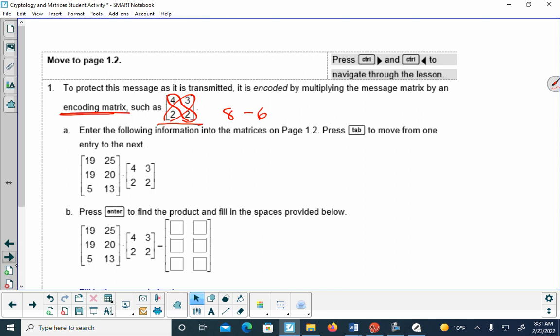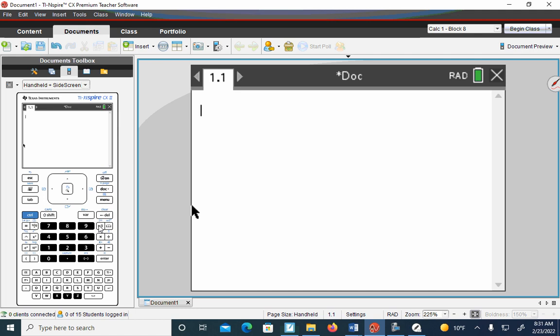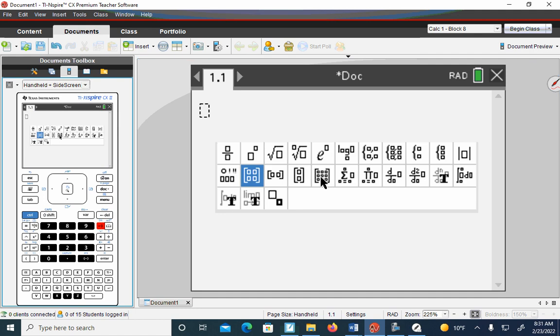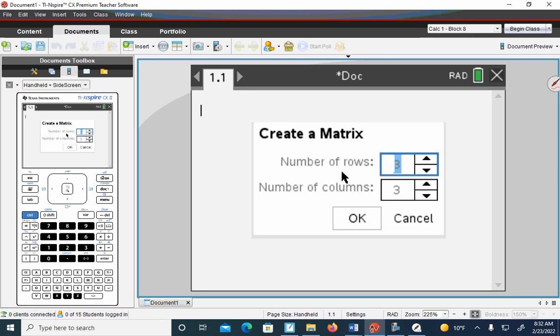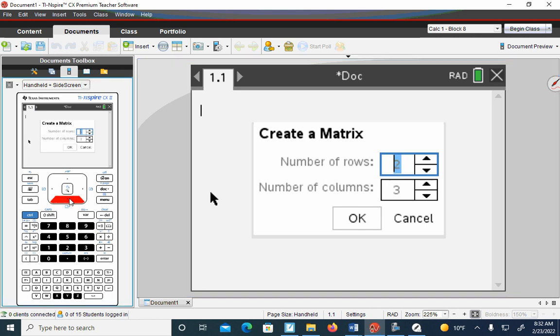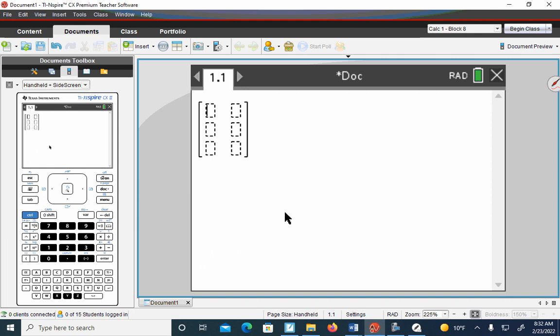I am going to take my message matrix and multiply it by my encoding matrix. Just to remind you how that goes, I'm going to hit the button next to the 9 and go to the one that looks like a 3x3, because that is the only one that I can change the dimensions for. Right now it has 3 rows, which is what I want. Oopsie, I just changed it. Now I want 2 columns, and then I hit OK. Then I type in those numbers just the way they are shown.